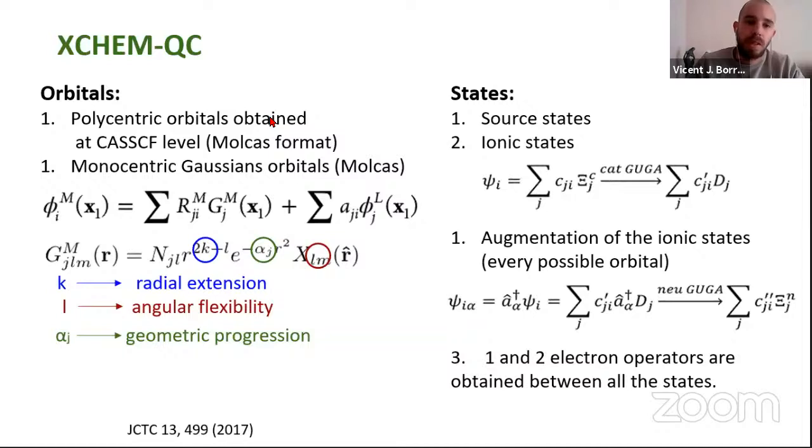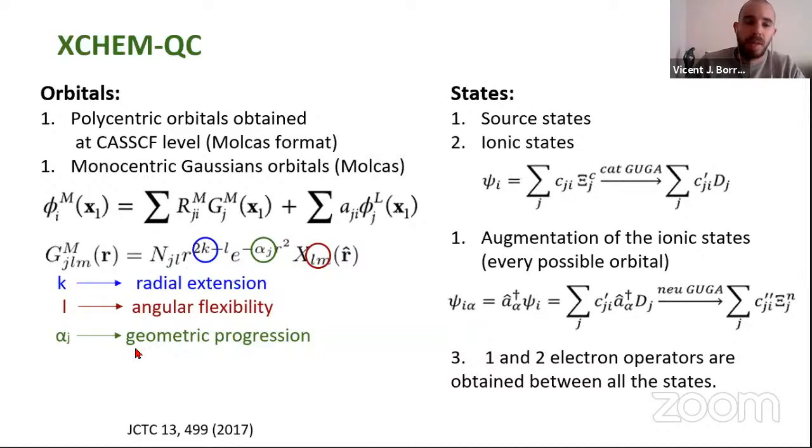These monocentric Gaussian orbitals are created with an even-tempered basis set of monocentric Gaussian functions centered at the center of mass of the molecule. As I said, it's an even-tempered basis set that is defined by a geometric progression. You can see here that these basis functions are defined with r up to 2k plus L. So we have these two different values that we have to play with when doing calculations. For instance, if we increase the k value, we will increase our radial extension. The monocentric Gaussian will arrive further. And if we increase L, we will increase the angular flexibility.